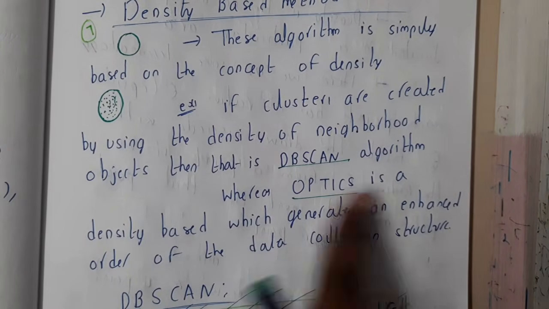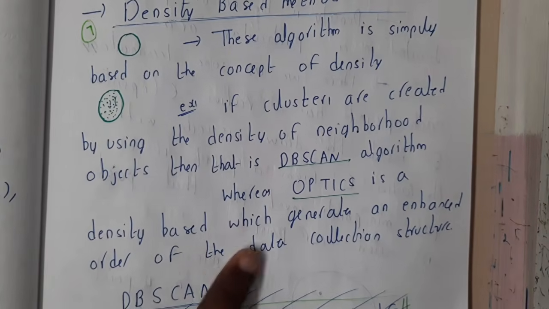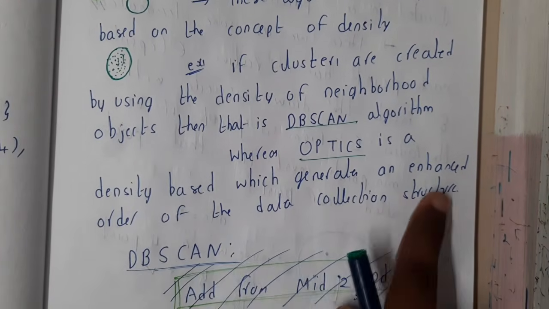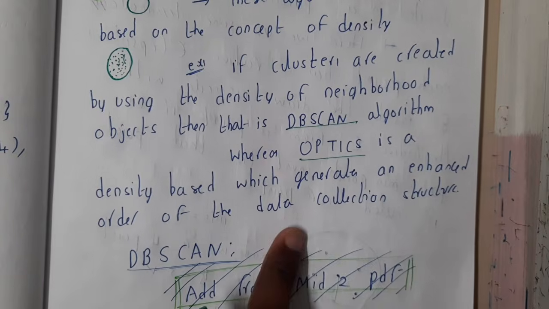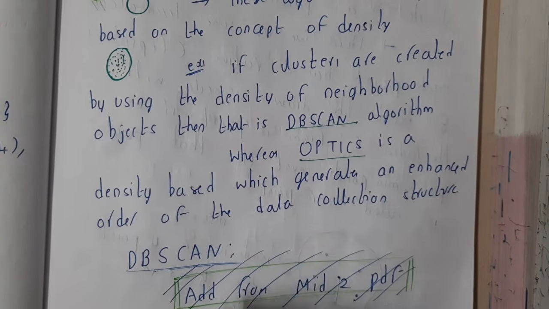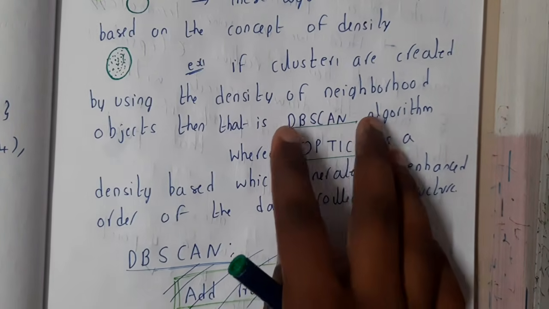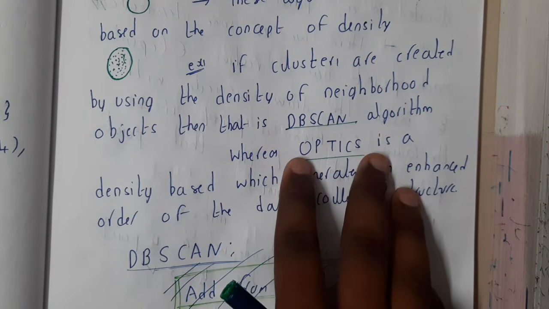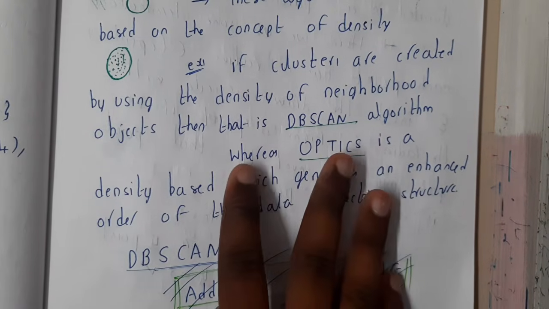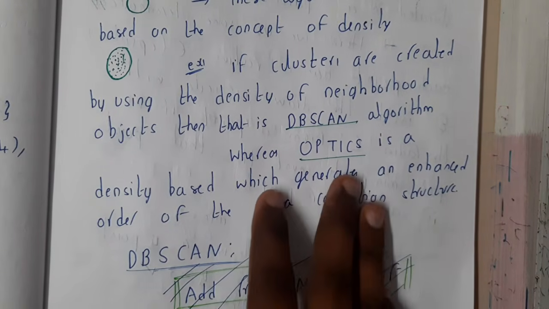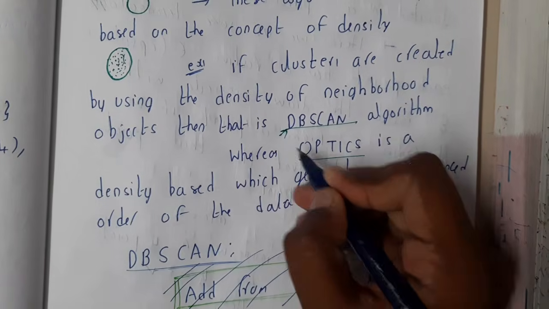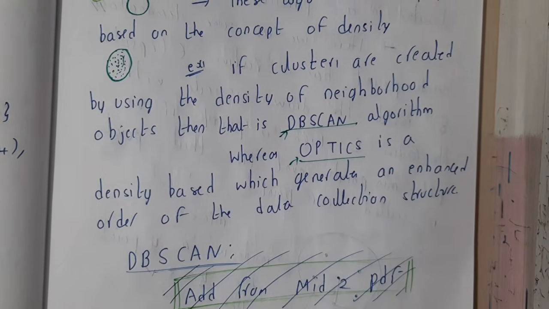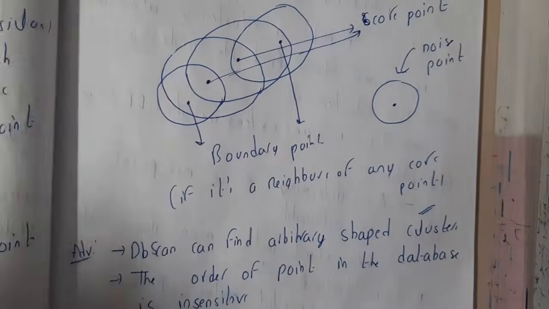OPTICS is density based and generates an enhanced ordered collection structure. So basically DBSCAN is a clustering algorithm, whereas OPTICS is not a clustering algorithm, guys. It is just an ordering algorithm. So we'll be discussing DBSCAN now and OPTICS in the next lecture, guys. Okay, so let us start the discussion about DBSCAN.